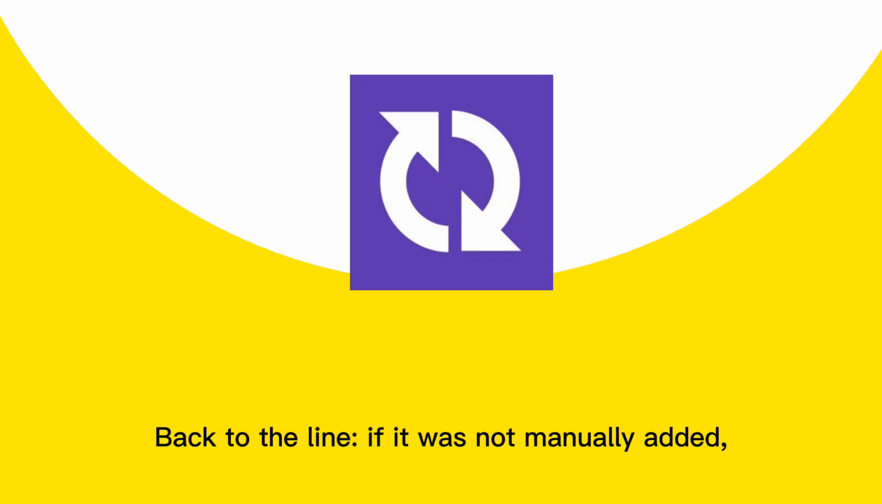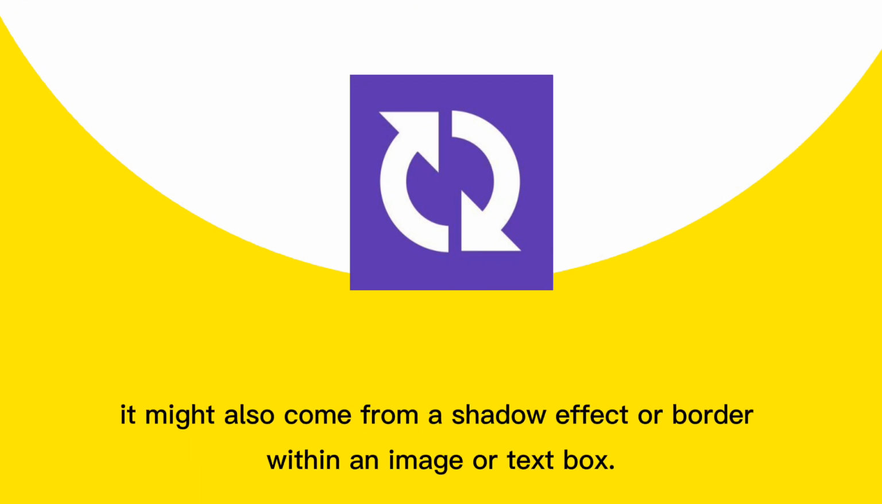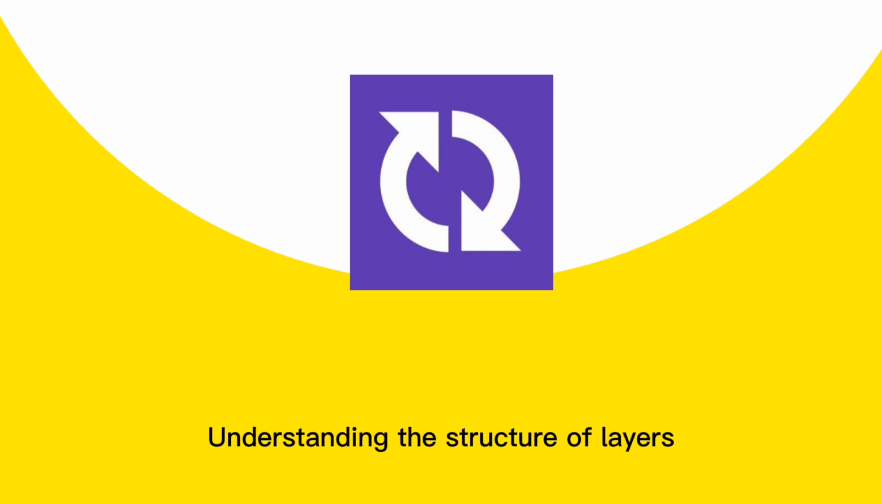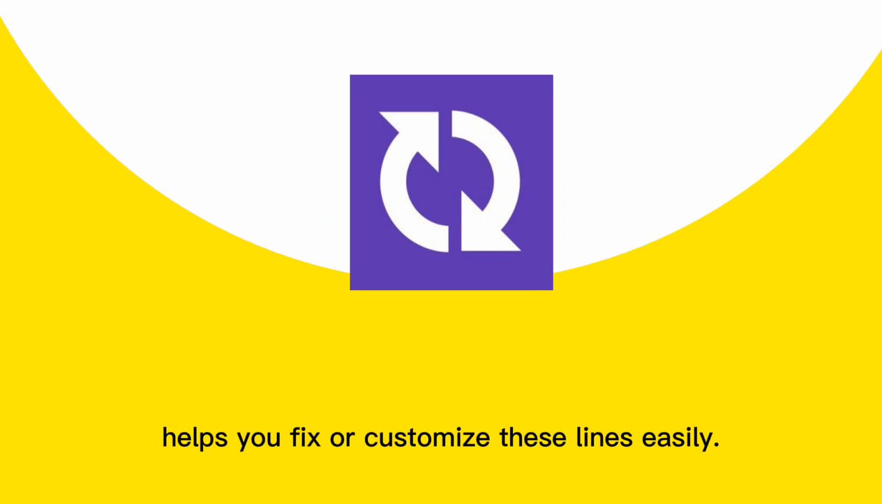Back to the line. If it was not manually added, it might also come from a shadow effect or border within an image or text box. So, always inspect the layer settings to understand where it comes from. Understanding the structure of layers helps you fix or customize these lines easily.